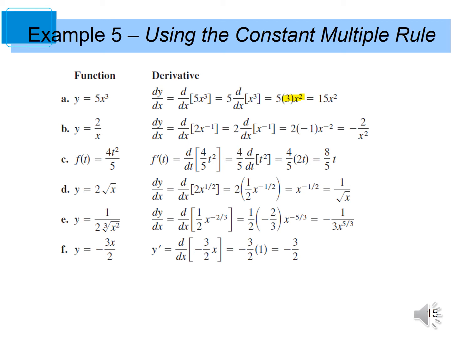And same for y equal to 2 over x. First, we write it into the power rule form, which is 2x to the power of -1, and the 2 is the constant. So we bring out the 2, and we differentiate x to the power of -1 by using the power rule. And lastly, we simplify our answer and arrange it. Same for the rest of the examples.